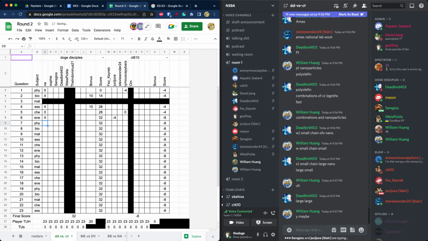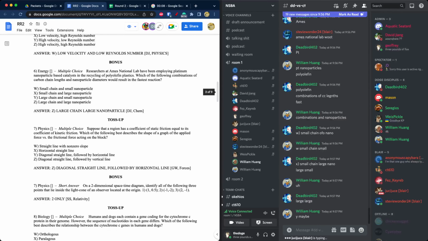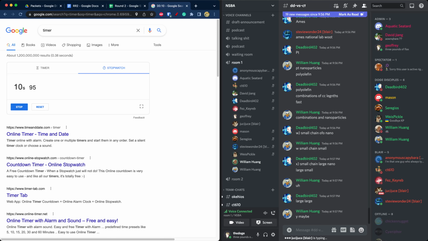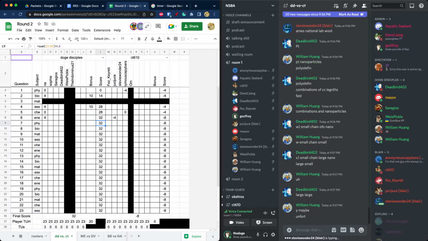Probably a long chain, right? What do you guys think? I feel like large chain, small, what's it called? Yeah. I don't know. Anything else? Z? 5 seconds. Y final. Sorry, the correct answer is Z, large chain, large nanoparticle.